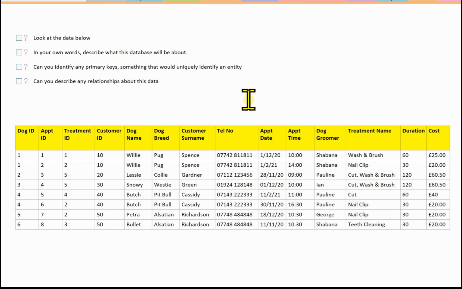In our own words, this database is going to store data about dogs, appointments, treatments and customers. In terms of our primary keys, things that tend to have an ID after them tend to be primary keys. So I think we've got dog ID, appointment ID, treatment ID and customer ID are going to be the primary keys. And then in terms of relationships, a customer can own many dogs, a dog can have many appointments, and a treatment can be applied at many appointments.